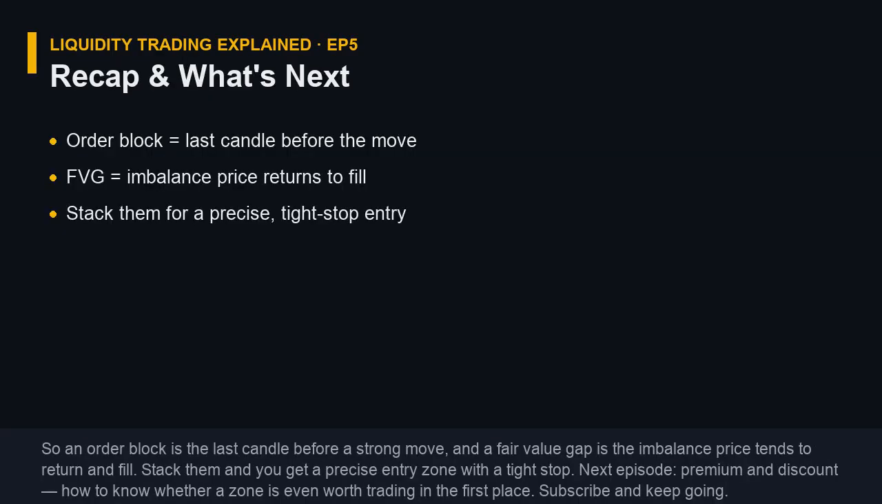So an order block is the last candle before a strong move, and a fair value gap is the imbalance price tends to return and fill. Stack them, and you get a precise entry zone with a tight stop. Next episode, premium and discount. How to know whether a zone is even worth trading in the first place.